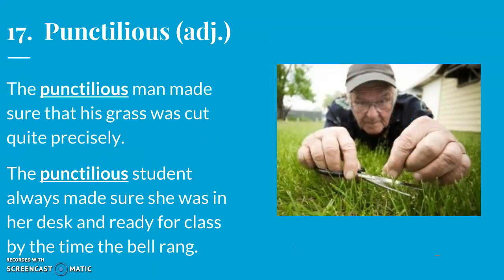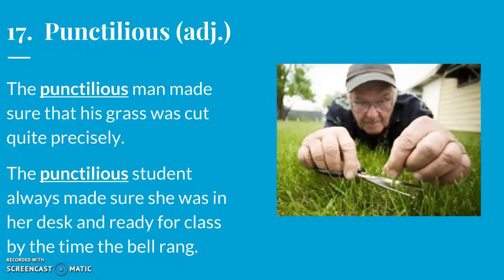Number 17 is punctilious, which is an adjective. The definition for punctilious is very careful about behaving properly and doing things in a correct and accurate way. This isn't necessarily a negative connotation. Sometimes it does sound negative, like in our first sentence that connects to our picture. The punctilious man made sure that his grass was cut quite precisely.